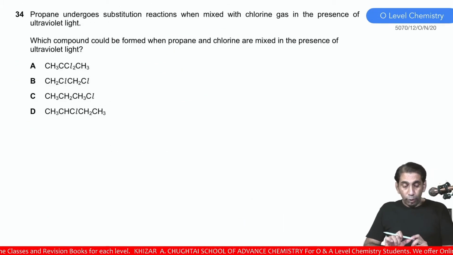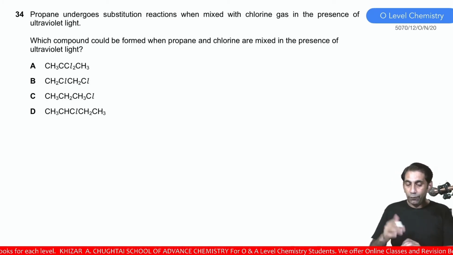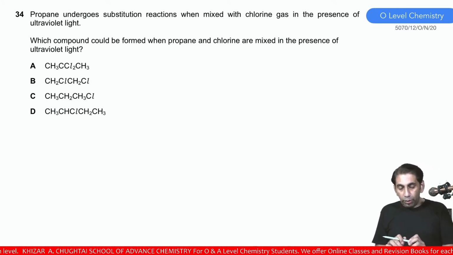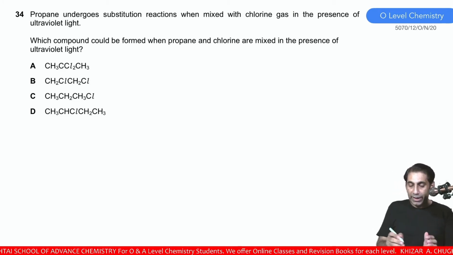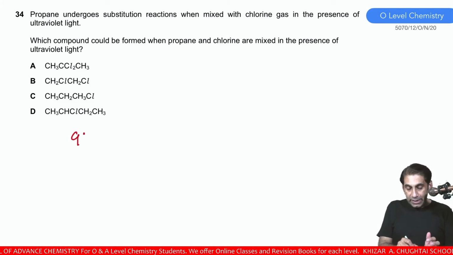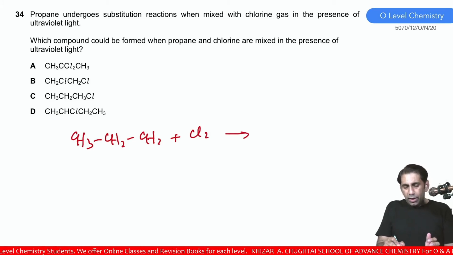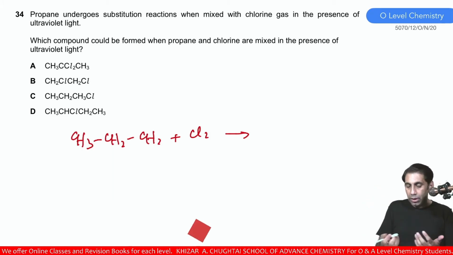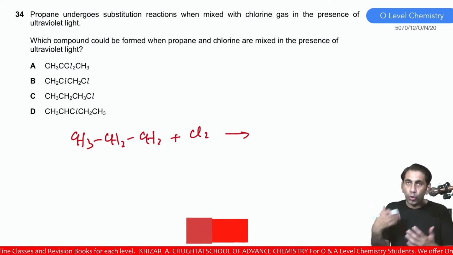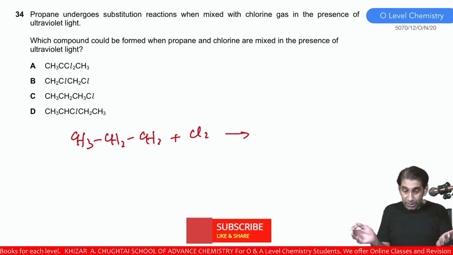Next one. Propane undergoes a substitution reaction when mixed with chlorine in the presence of ultraviolet light. Which compound could be formed when propane and chlorine are mixed in the presence of ultraviolet light? Propane, CH3CH2CH3 plus Cl2 goes to. There may be substitution of one hydrogen with one halogen. There may be substitution of two hydrogens, three, four, and all hydrogens may be substituted.